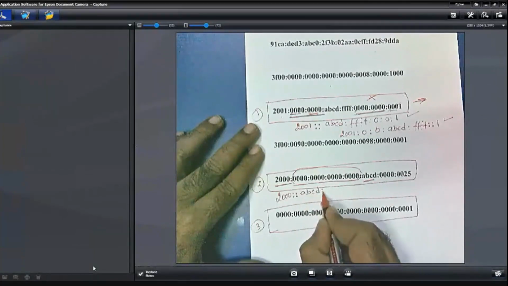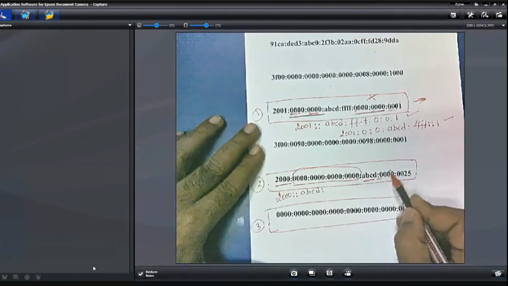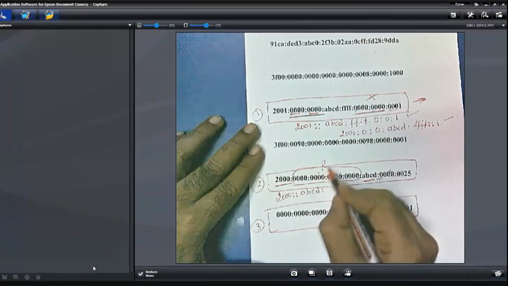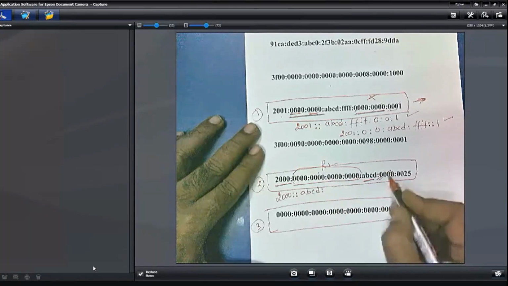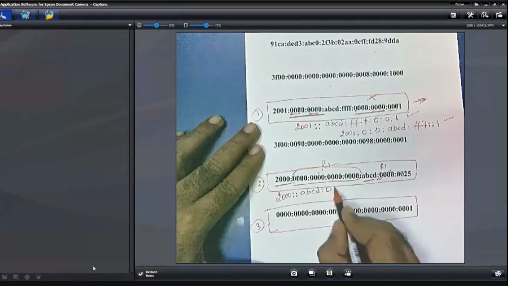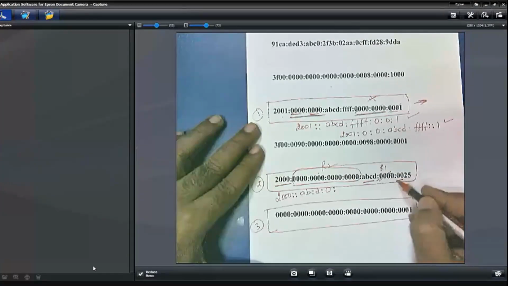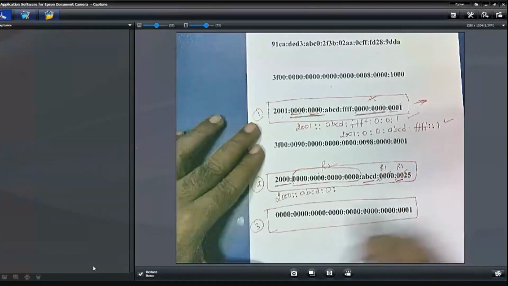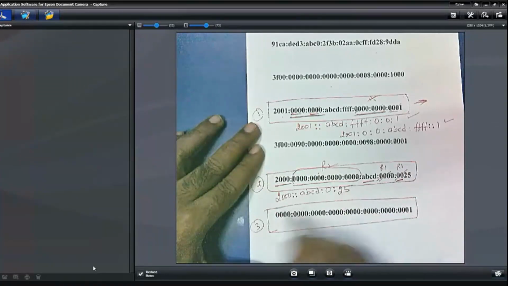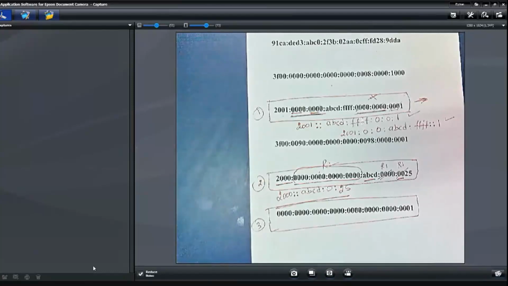Then a colon, and here you have to remove the leading zeros. That is rule number 1. This is rule number 2, and we already finished it. Now I'm going to apply rule number 1 here. Leading zeros I'm going to remove, so 0. Here also I remove the leading zeros, and this is going to be 25. So this is my answer: 2000 double colon ABCD colon 0 colon 25.